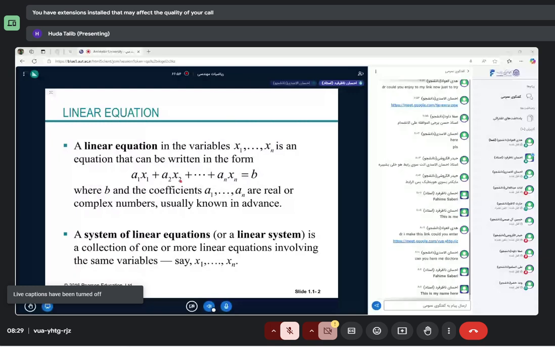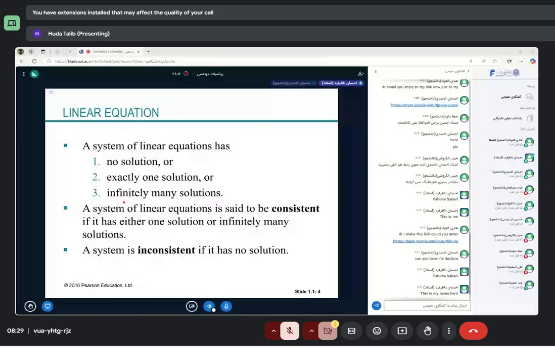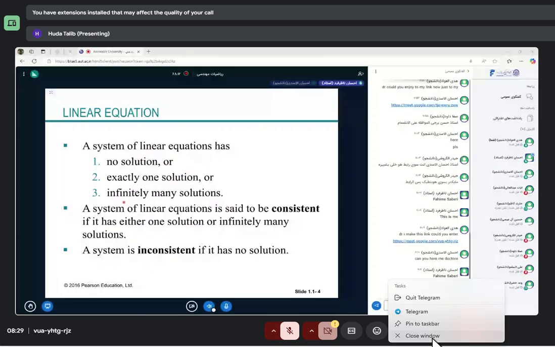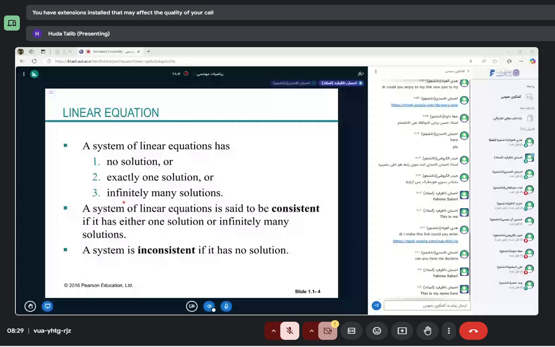So a system of linear equations can have no solution, exactly one solution, or multiple, infinitely many solutions. For the first case, when we have no solution, we call this linear system inconsistent. If it has one solution or infinitely many solutions, it is called consistent. So consistency and inconsistency are a very important concept.